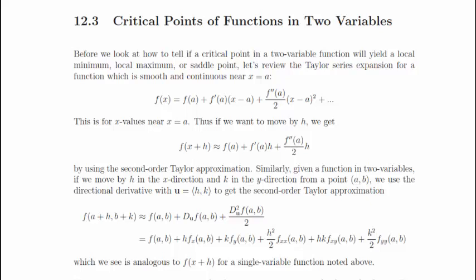So given a function f of x, if it's a nice smooth function, then it has a Taylor series expansion. If it's smooth and continuous near x equals a, it has a Taylor series expansion around x equals a. That Taylor series expansion is f of x equals f of a plus f prime of a times x minus a plus f double prime of a over 2 times x minus a squared plus etc. This is for x values near x equals a. Thus, if we want to move by h, we get f of x plus h is approximately f of a plus f prime of a times h plus f double prime of a over 2 times h squared.